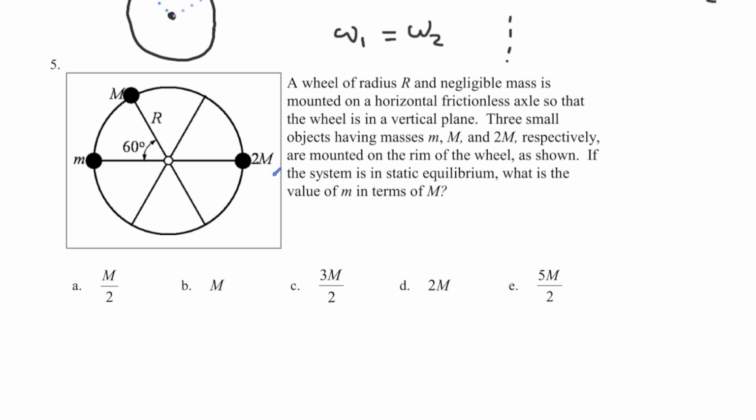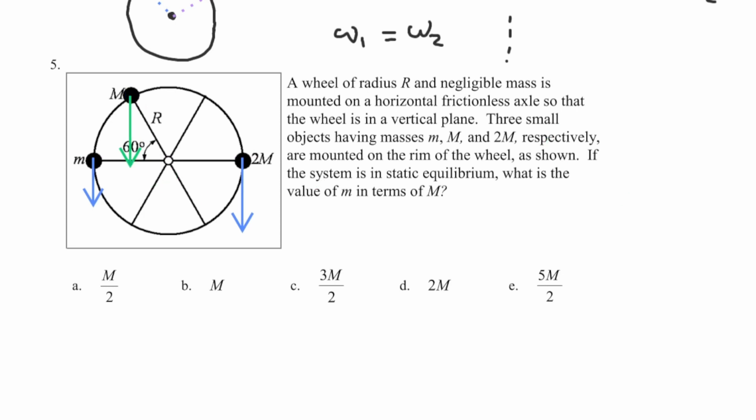meaning that all the torques of these have to cancel out. So the easier torques to calculate are going to be the torque from the 2m and the torque from the m, because they are just linear. They're exactly perpendicular, so no trigonometry required. But then for this big M right here, we are going to have to figure out how that angle associates with that. Like that. So let's just kind of start.